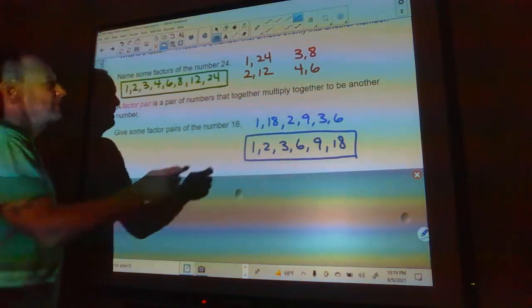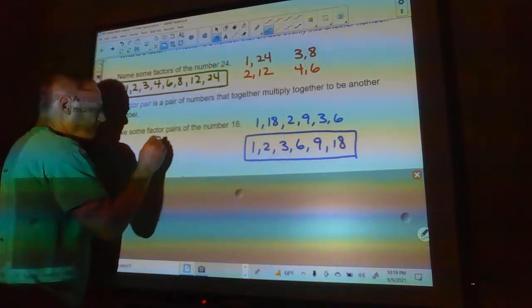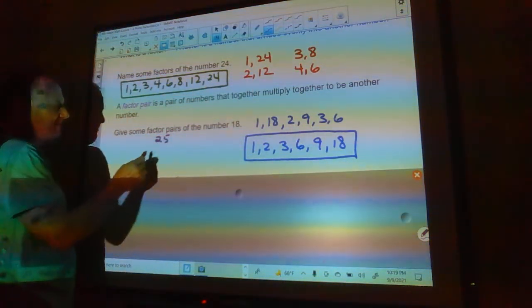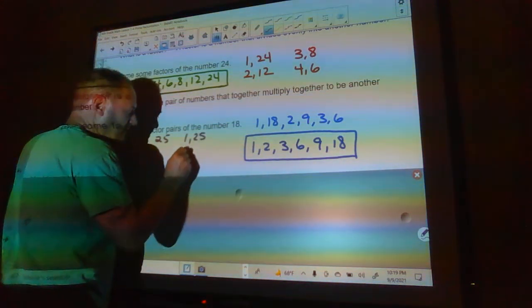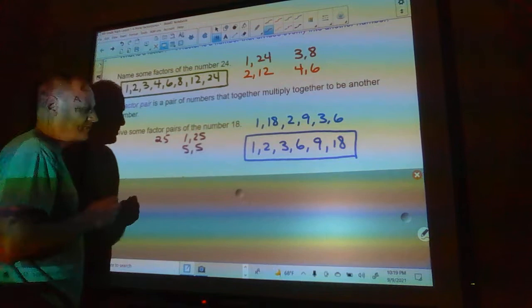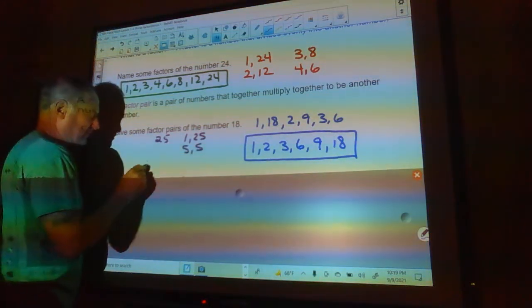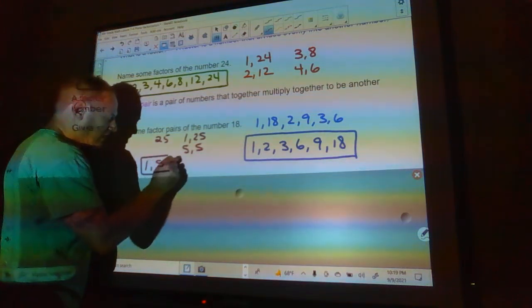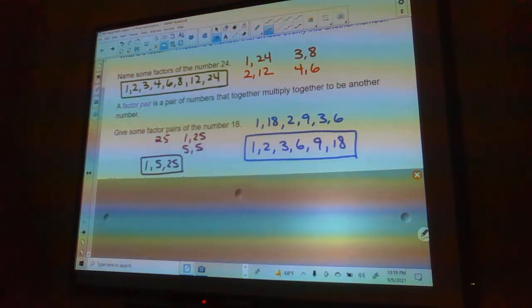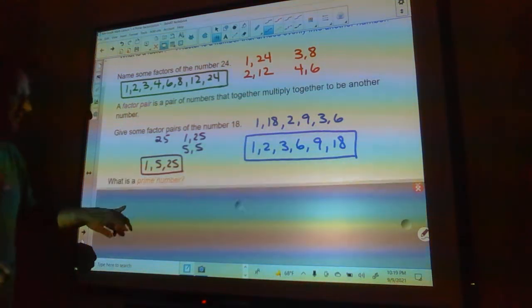Now, sometimes when you have something like 25, if I want to write all the factors of 25, 1 and 25, and 5 times 5. Those are the only ones. When I would write these out, I would just write it as 1, 5, and 25. I would not write the 5 twice. It's already there. You don't need to put it a second time.